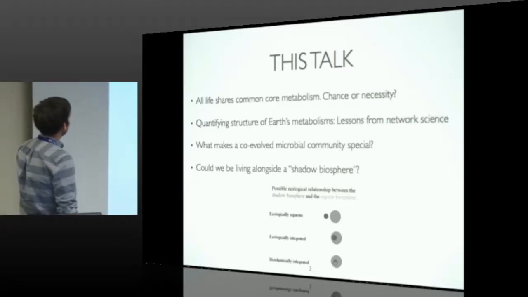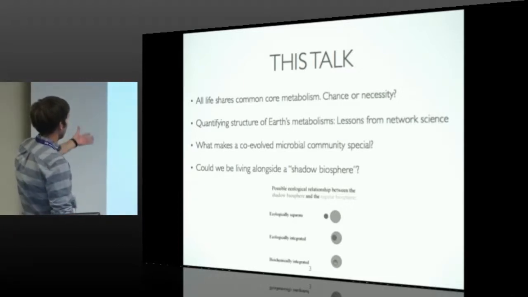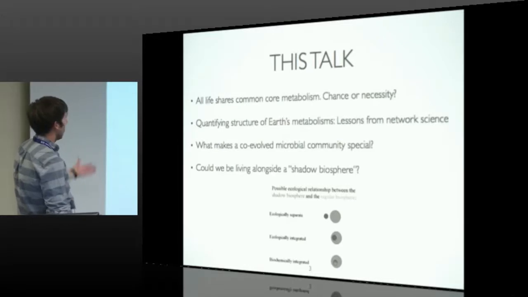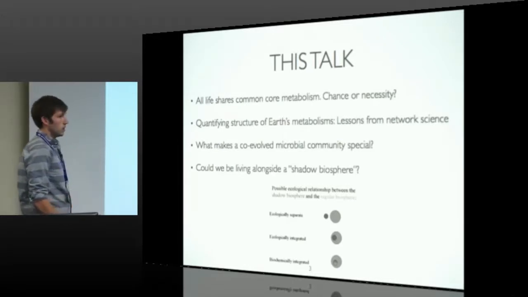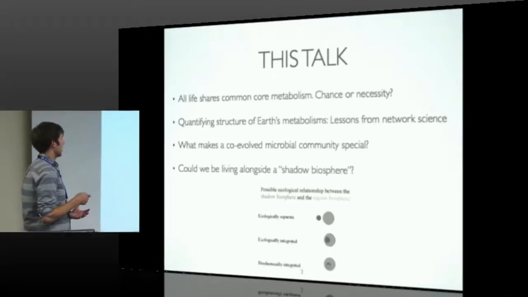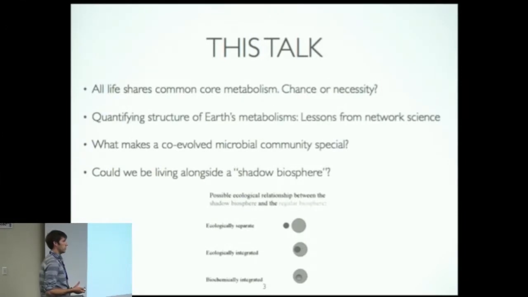For this talk, this is basically what I want to talk about today. All life shares a common core metabolism. What I'm interested in is: is that chance or necessity? Is that required if you played the tape of life again? Would you always get only one dominant metabolism on Earth, or would you get a couple of origins of life that can coexist with each other? What we also want to do is quantify the structure of Earth's metabolism. So again, the metabolism of individuals, the metabolism of communities, all different types of life.